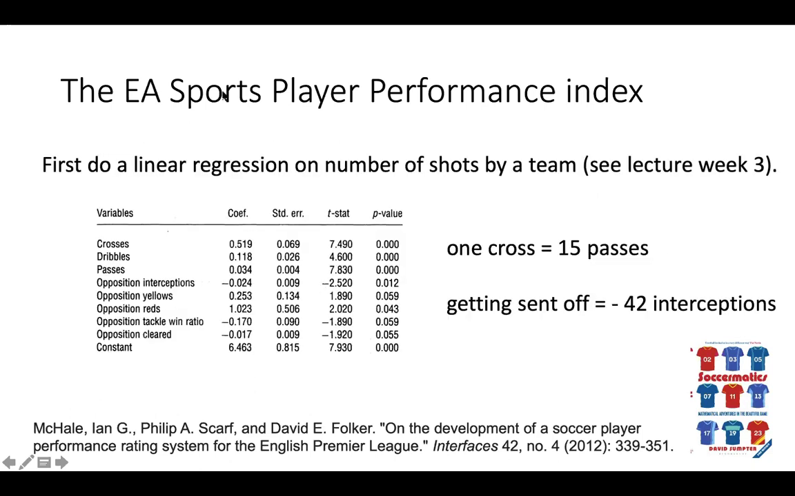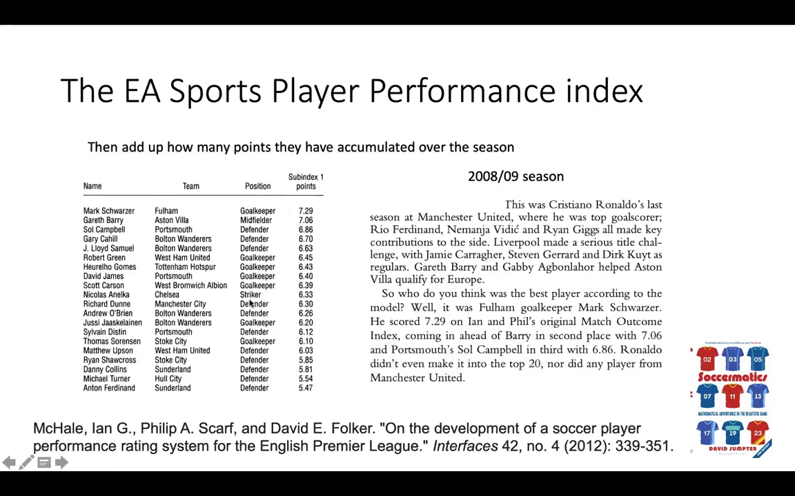So what they do first is they do the linear regression. Then they basically count the number of crosses, dribbles, passes, yellow cards, red cards by each of the players. And they came up with the following. This was the 2008-2009 season in the Premier League. This was Cristiano Ronaldo's last season at Manchester United, where he was top goal scorer. Rio Ferdinand, Vidic, Giggs all made key contributions to that side. It was a good year for Jamie Carragher, Steven Gerrard, Dirk Kuyt at Liverpool, and Gareth Barry as well. So I named some of these amazing players that played in the Premier League this season.